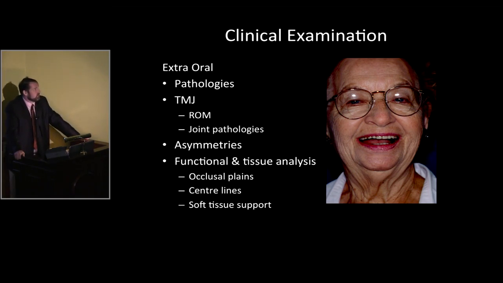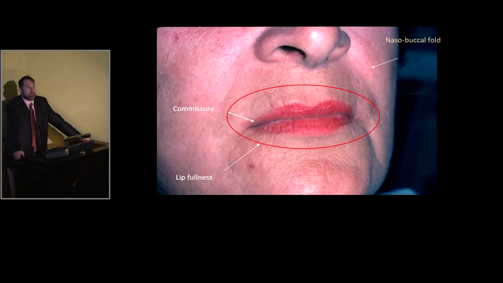We need to look at asymmetries. And this can have an impact on things like placement of crowns in the anterior maxilla, especially in highly visible areas. For denture patients, we might look at occlusal planes, center lines, and the soft tissue support. A not unreasonable question in an examination may be to identify some of the features you see on this photograph. Are these anatomical features well supported by the patient's denture?